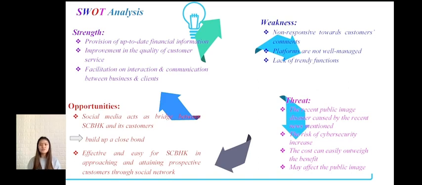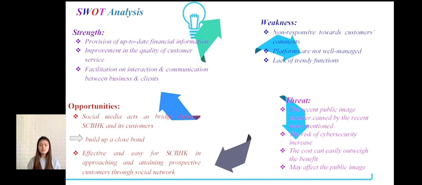With the great use of social media, which acts as a bridge between SCBHK and its clients, it could help build up a closer bonding. And it would be more effective and easier for it in attracting prospective clients.